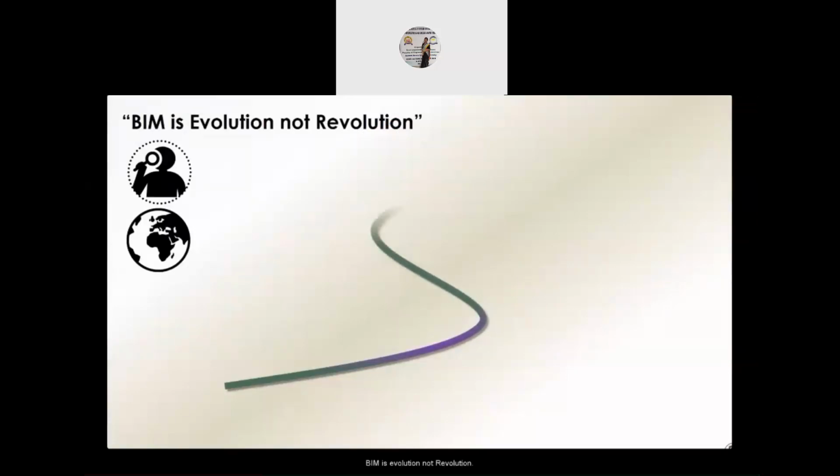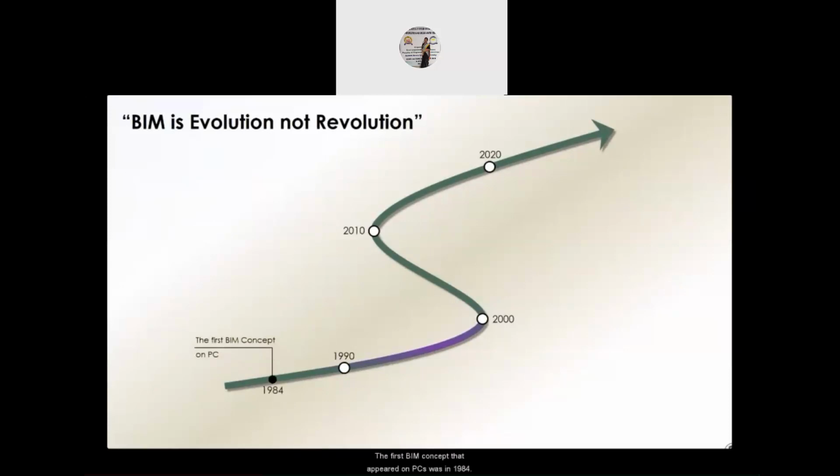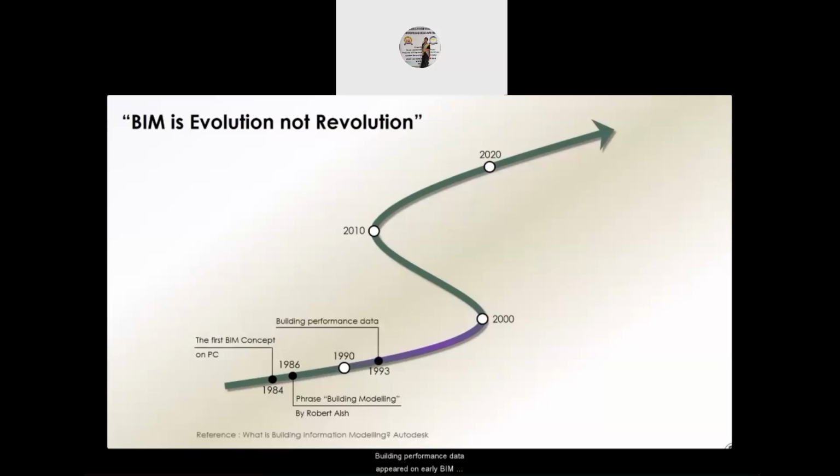BIM is evolution, not revolution. It was developed over many years by various scholars from all over the globe who worked hand in hand with software developers. The first BIM concept that appeared on PCs was in 1984. Two years later, in 1986, Robert Eich introduced the term building modeling for the first time. Building performance data appeared on early BIM applications in 1993. The golden years of BIM development were from the late 1990s to the early 2000s.